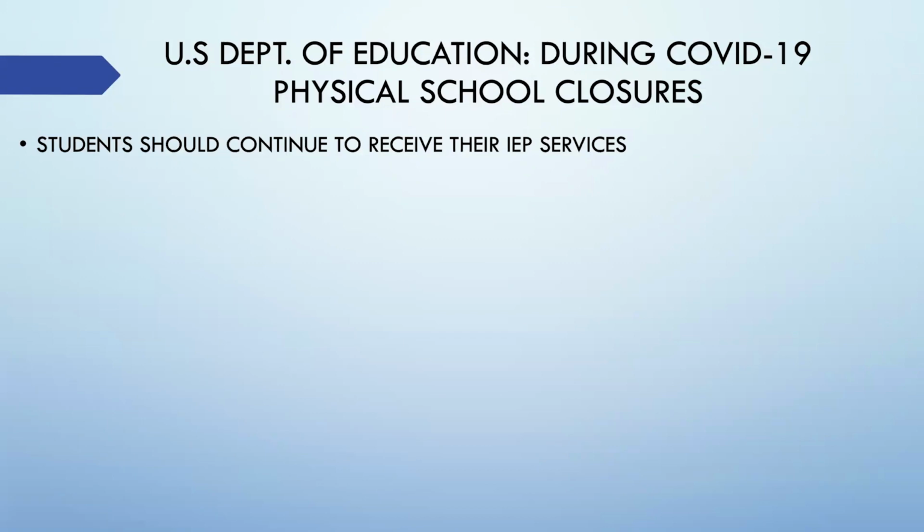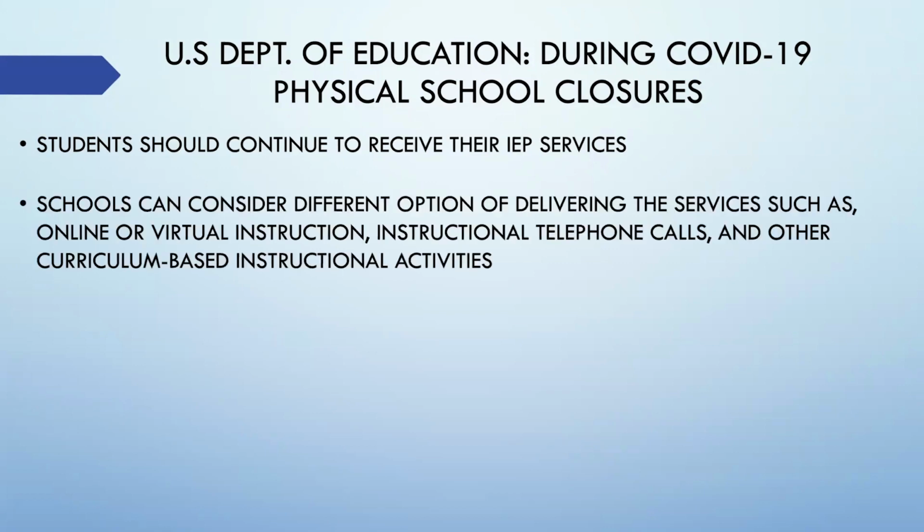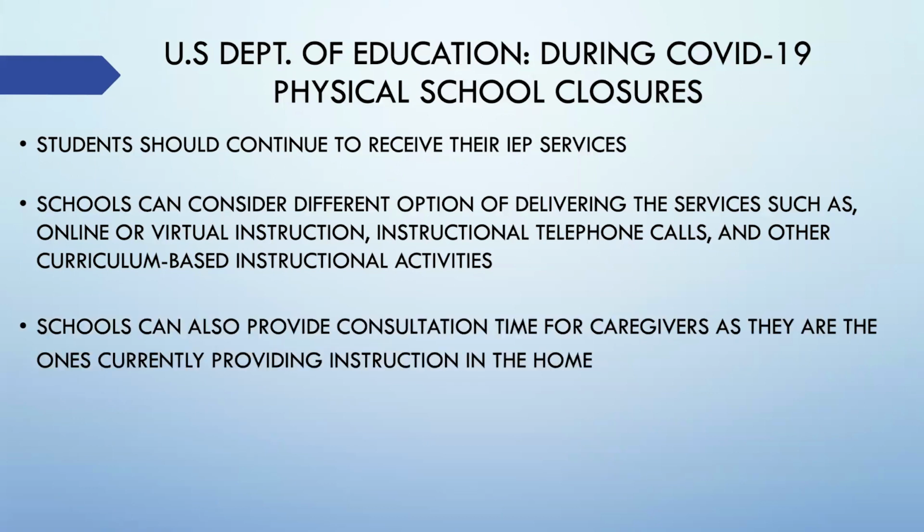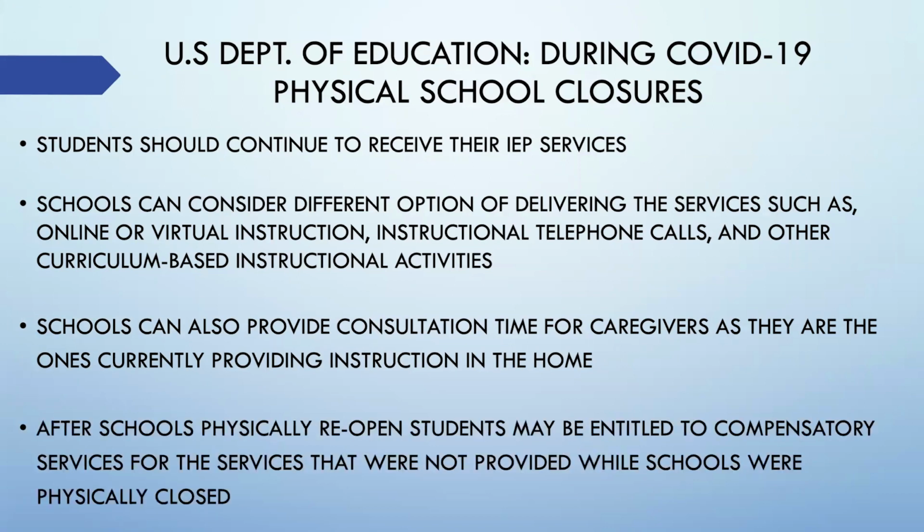Students should continue to receive their IEP services, is what the Department of Education said. That schools can consider different options for delivering the services, online or virtual instruction, instructional telephone calls, or other kinds of curriculum-based instructional activities. They could also provide consultation time for caregivers like parents and other family members, as they are the ones that were currently then providing instruction in the home. And that after schools physically reopen, those students may be entitled to compensatory services for the services that were not provided while schools were physically closed.